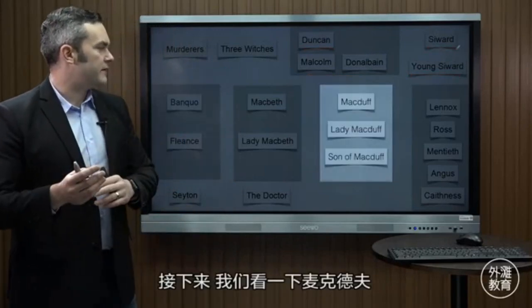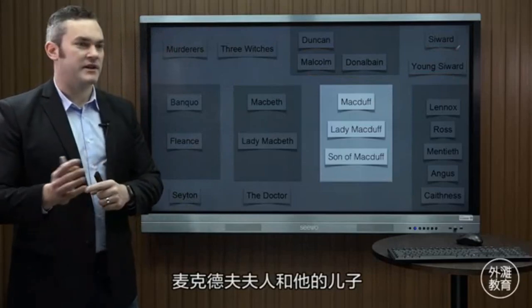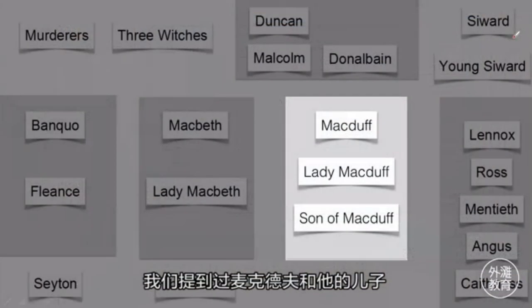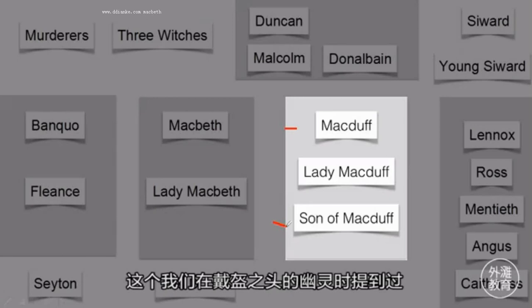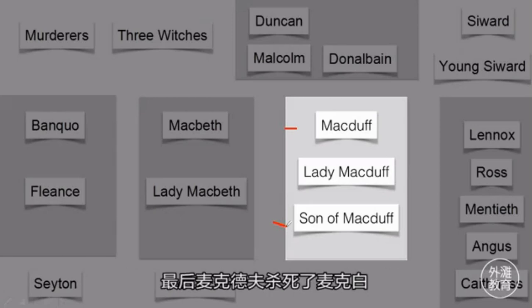Next, let's look at Macduff, Lady Macduff, and son of Macduff. So Macduff and the son of Macduff, as we mentioned, they're yet another father-son pair. Macduff is another Scottish nobleman. He's the Thane of Fife that we mentioned in the apparition of the armed head, and Macduff ultimately kills Macbeth.